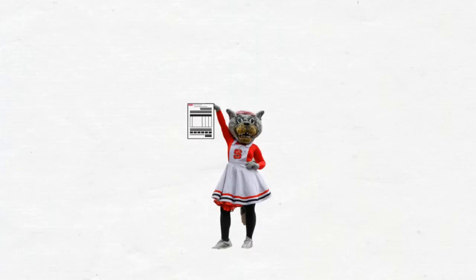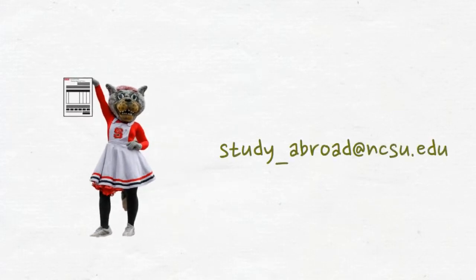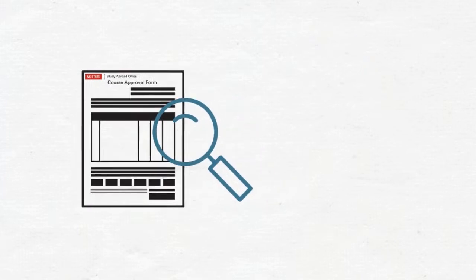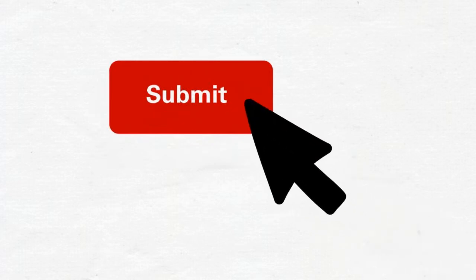Once Ms. Wolf has all the signatures she needs on her course approval form, she will email it to the Study Abroad office at study_abroad@ncsu.edu. Once we receive the form, one of our staff members will review it and check off the course approval form requirement in her application. Until we mark it as received, Ms. Wolf will not be able to press submit.